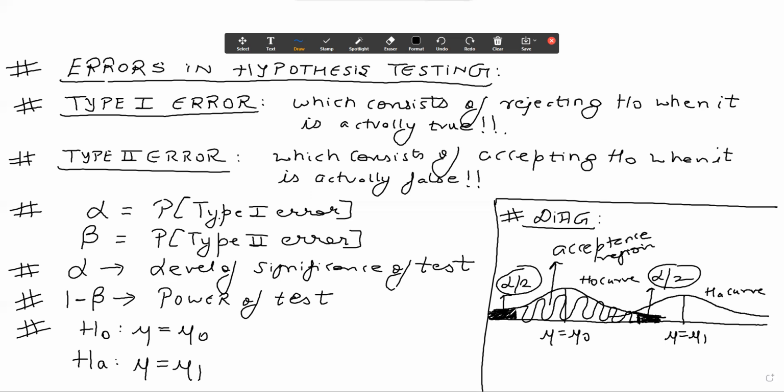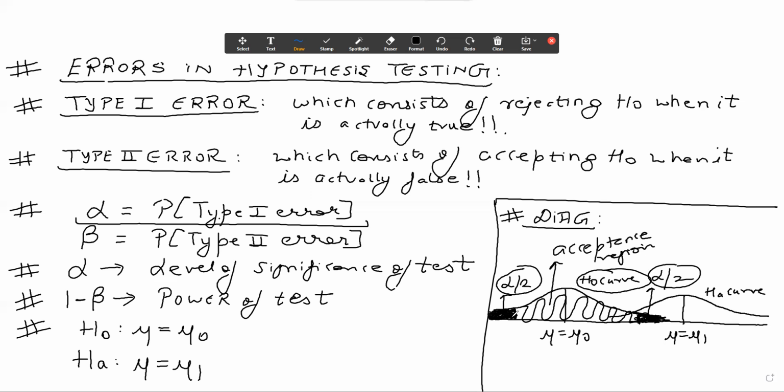So guys, you can clearly see alpha is the probability of committing a type 1 error, because in both the cases you are rejecting the null hypothesis when it's lying under the H0 curve. You can see this area is also lying under the H0 curve and this dark area is also lying under the H0 curve. So you are rejecting it when it should be accepted.